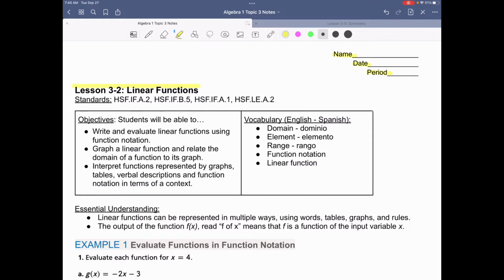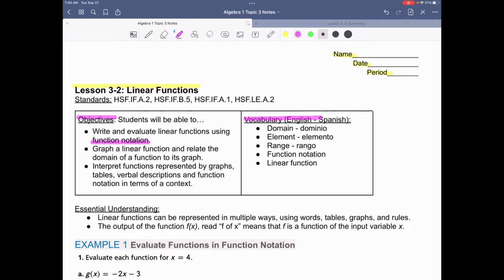So we have here our objectives. Students will be able to write and evaluate linear functions using function notation. We will also be able to graph a linear function and relate the domain of the function to its graph. We will also interpret functions represented by graphs, tables, verbal descriptions, and function notation in terms of a context.